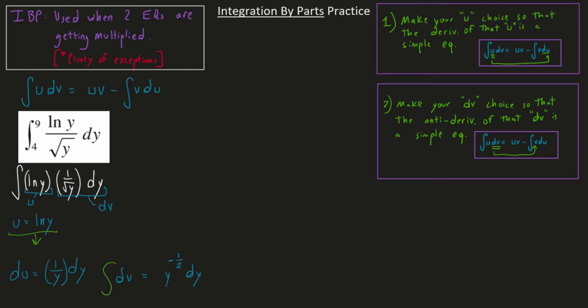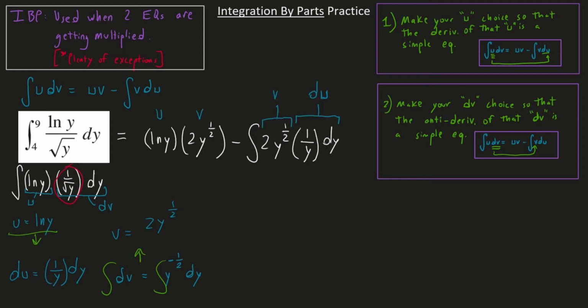And now I need to antiderive my dv to get my v. Notice how I chose to look at this equation in its simpler form, y to the negative 1/2. And to antiderive it, that's simply an inverse power rule way of thinking there. Alright, now that I got my u, my du, my dv, and my v, I'm all set to crunch my IBP recipe, so let's do it. So there we go.